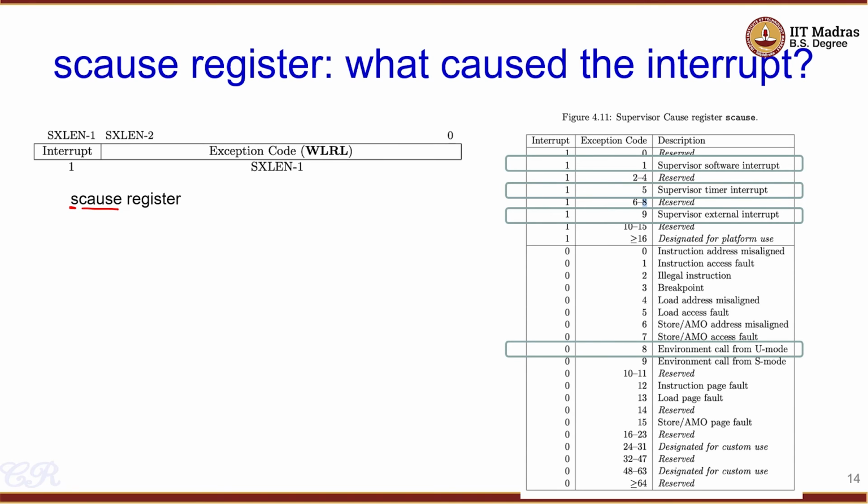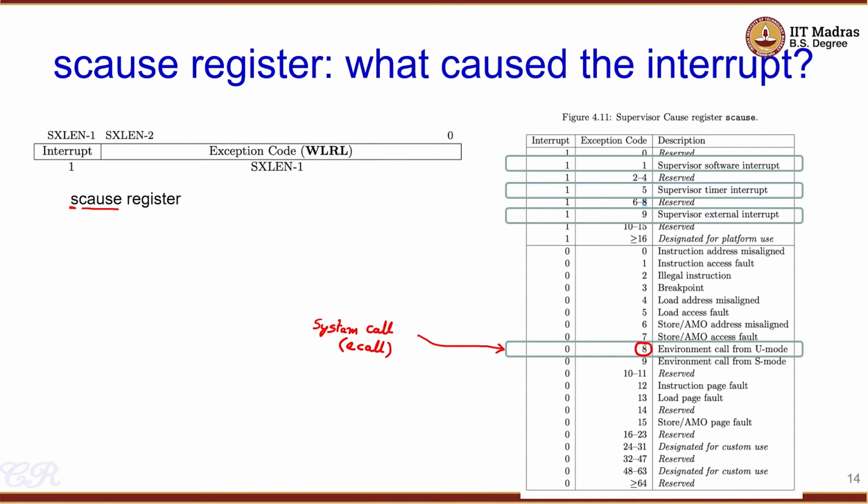For RISC-V, the specification defines a table like this, which defines various exception codes for the SCAUSE register. For example, if it is a system call, that is an ecall invoked from the user mode, then the SCAUSE register would have the value of 8, because 8 is an environment call from user mode.